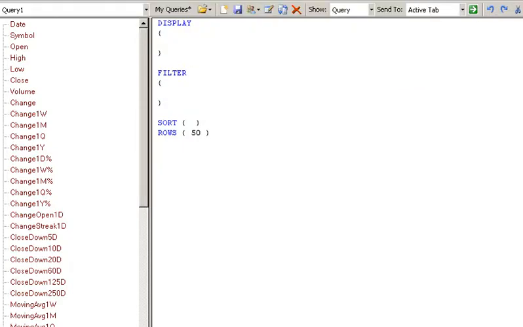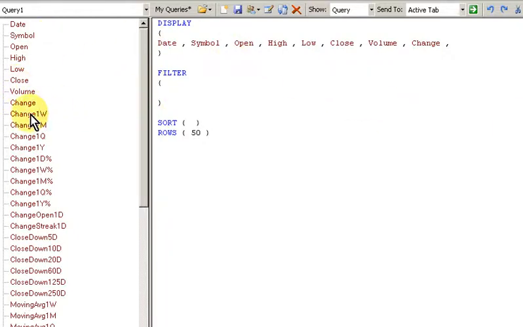Okay, so let's load the standard ones. There's date, symbol, open, high, low, close, volume, and change. Those data fields are the only data fields in the system that do not have a time part. There's just a description or a descriptor. That's all they have. Okay, let's move to our first category.